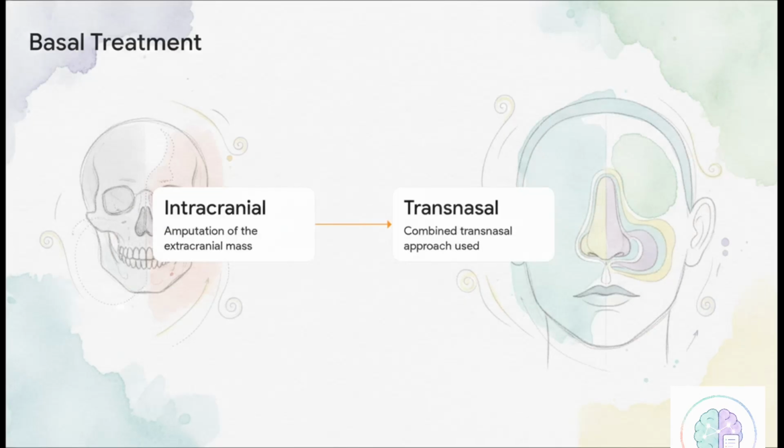So, to avoid those catastrophic risks, what do surgeons actually do? They rely on a highly coordinated two-step combined approach. The standard treatment for a basal encephalocele almost always begins with an intracranial approach, where they amputate the extracranial mass from above. Only after that area is completely secured do they follow up with a combined transnasal approach to safely resolve the rest of the defect.